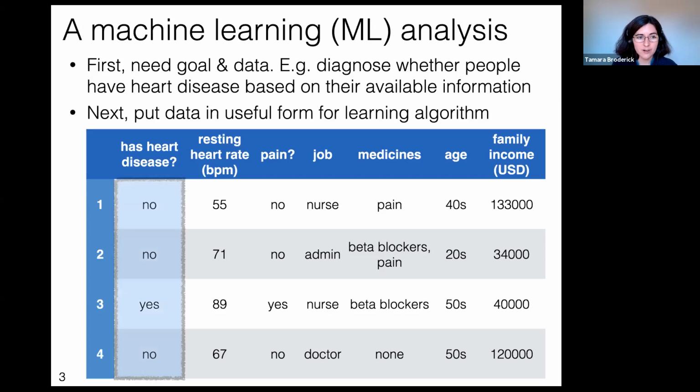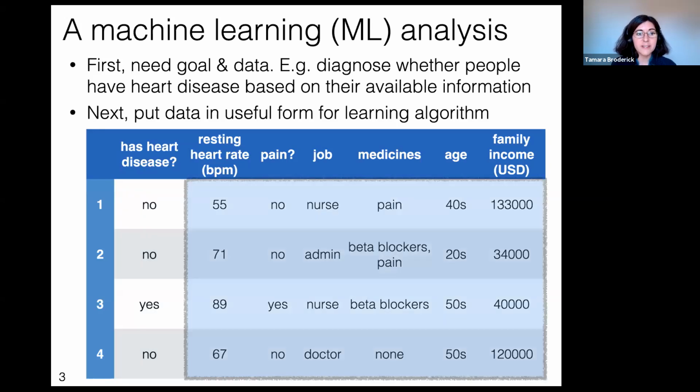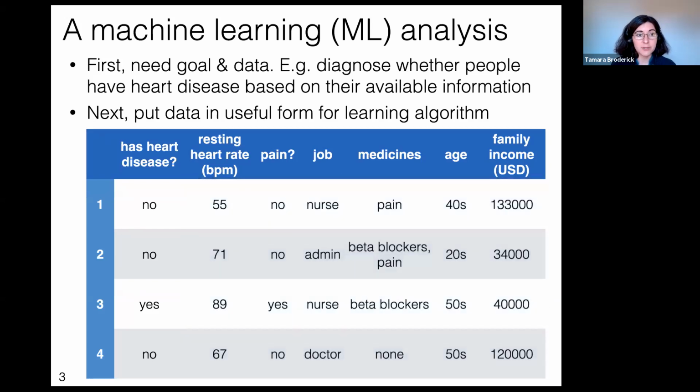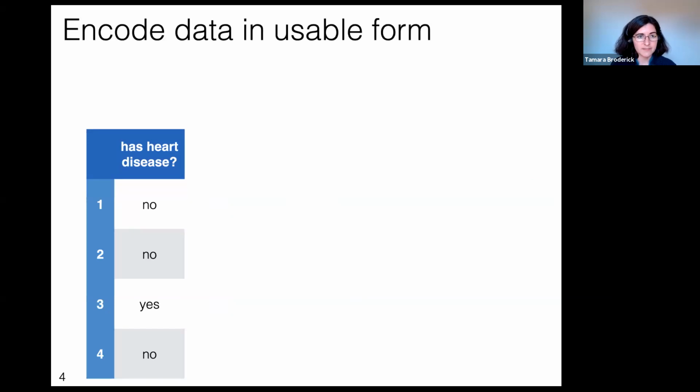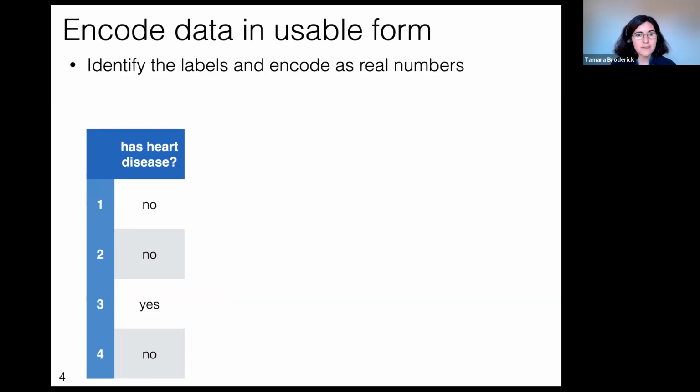Okay, so we'll notice again that there's already this breakdown into labels and features, but let's make that explicit. And so that'll be our first order of business. Let's first isolate our labels and make sure that we can put those into our algorithm. Okay, so we want to encode this data in a usable form by the algorithms that we have. And we've sort of already talked about this with labels, but let's just make this explicit. We want to identify them and encode them as real numbers.